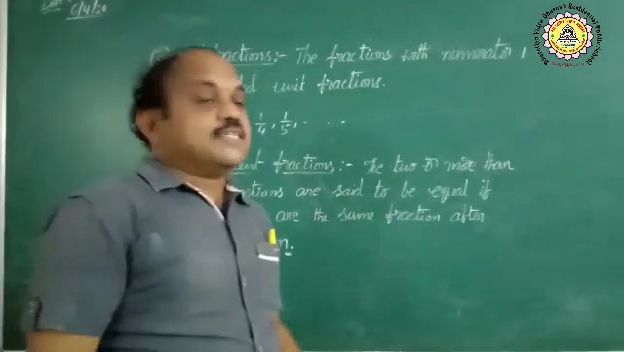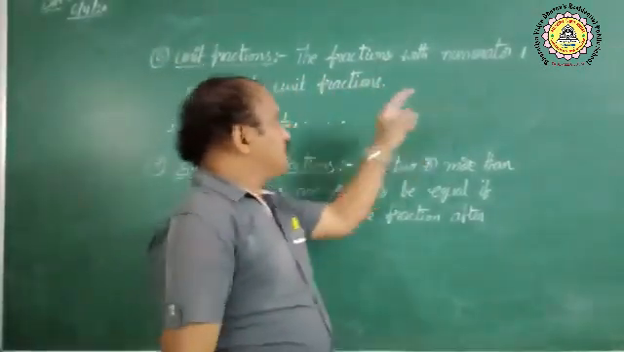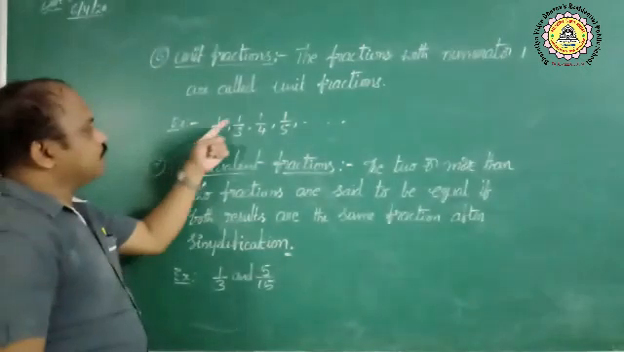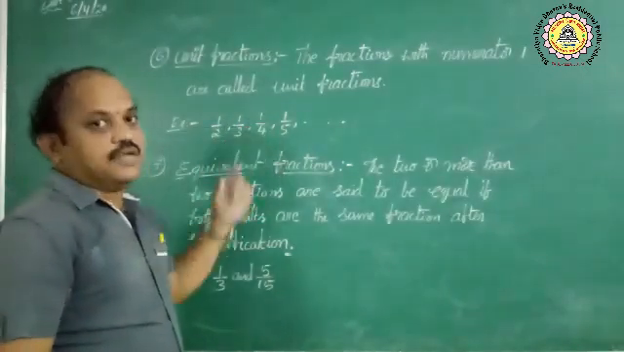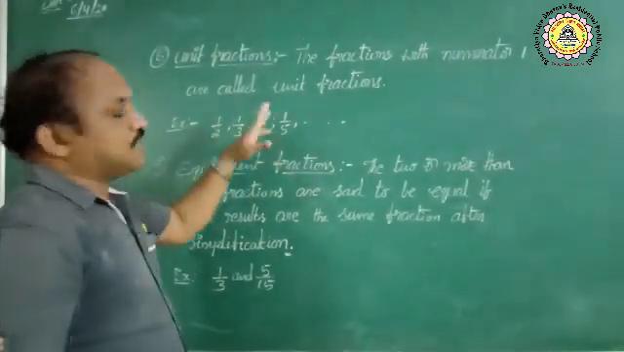Okay students, now let's know about the next one, unit fractions. The fractions with the numerator 1 are called unit fractions. Let us take some examples: 1 by 2, 1 by 3, 1 by 4 and 1 by 5. Observe that all these examples have the numerator 1 only.